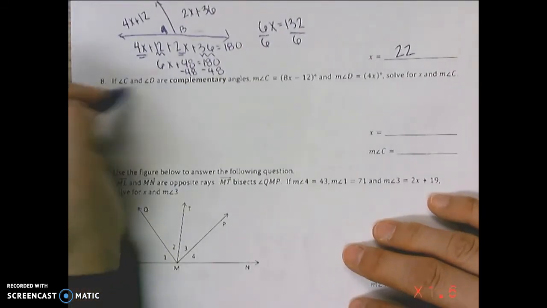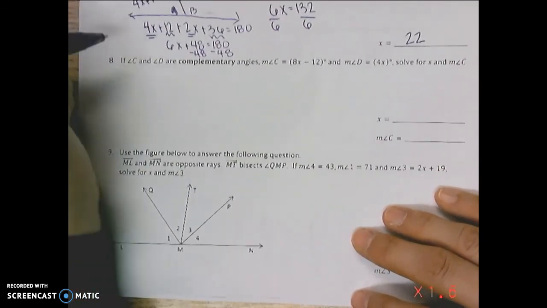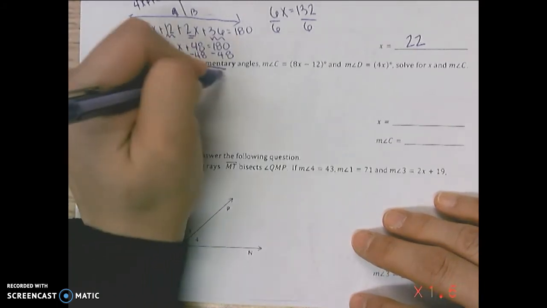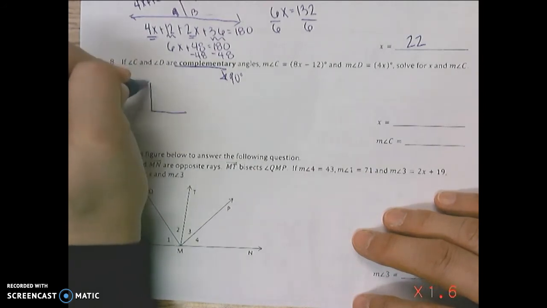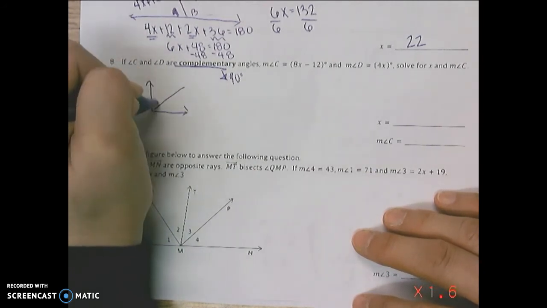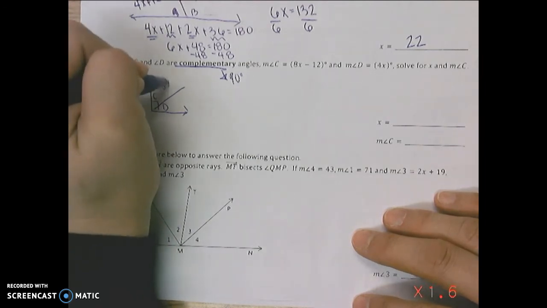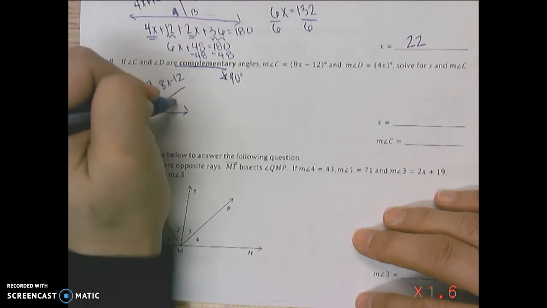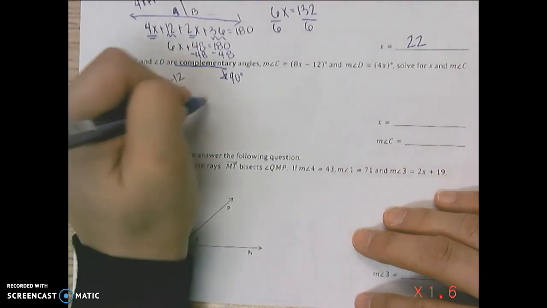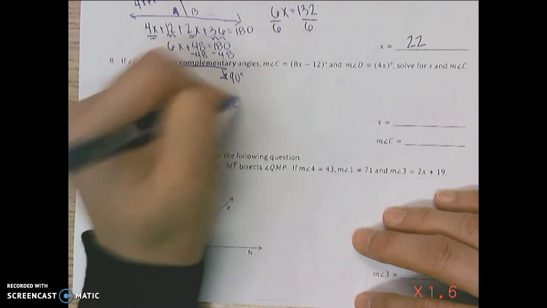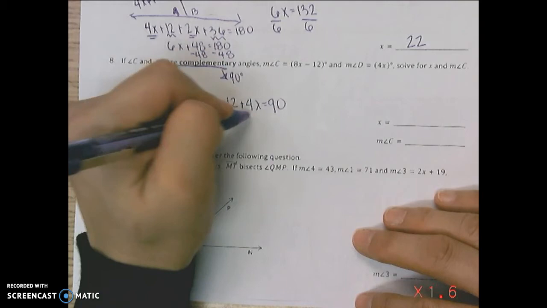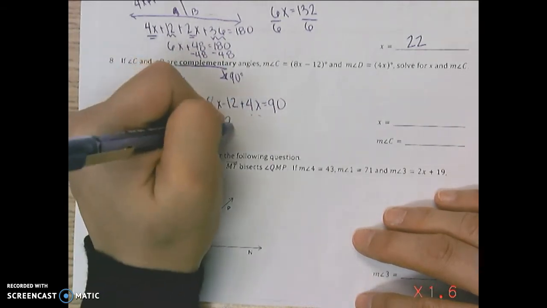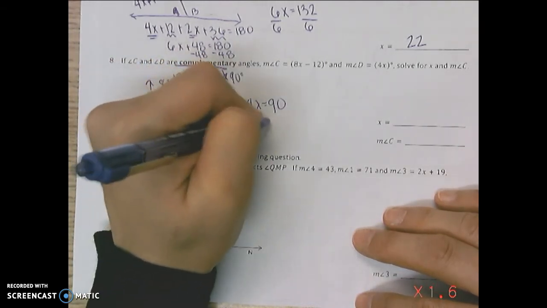All right, so then we look down at this next problem, C and D. They're complementary, which means they equal 90 degrees. So if you like a little diagram, here is one for you. We'll say this is angle C, this is angle D. 8x minus 12 and 4x. Well, together these two angles, 8x minus 12 and 4x, equal 90 degrees. Again, I'm going to combine like terms. 12x minus 12 equals 90.